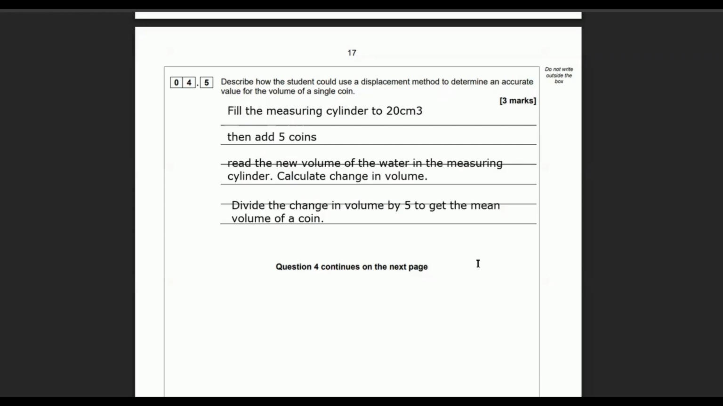So each coin may only be changing the volume in the measuring cylinder by half a centimeter cubed or 1 centimeter cubed. So you need to add a whole bunch of coins to make it easier for you to read and to get less error in the measurement. In fact, I'm probably better off doing 10 coins. But there we go. So fill the measuring cylinder, add 5 coins, I'd say minimum 5, read the new volume of water, calculate the change in the volume, divide by 5, and that will give you a nice accurate volume.